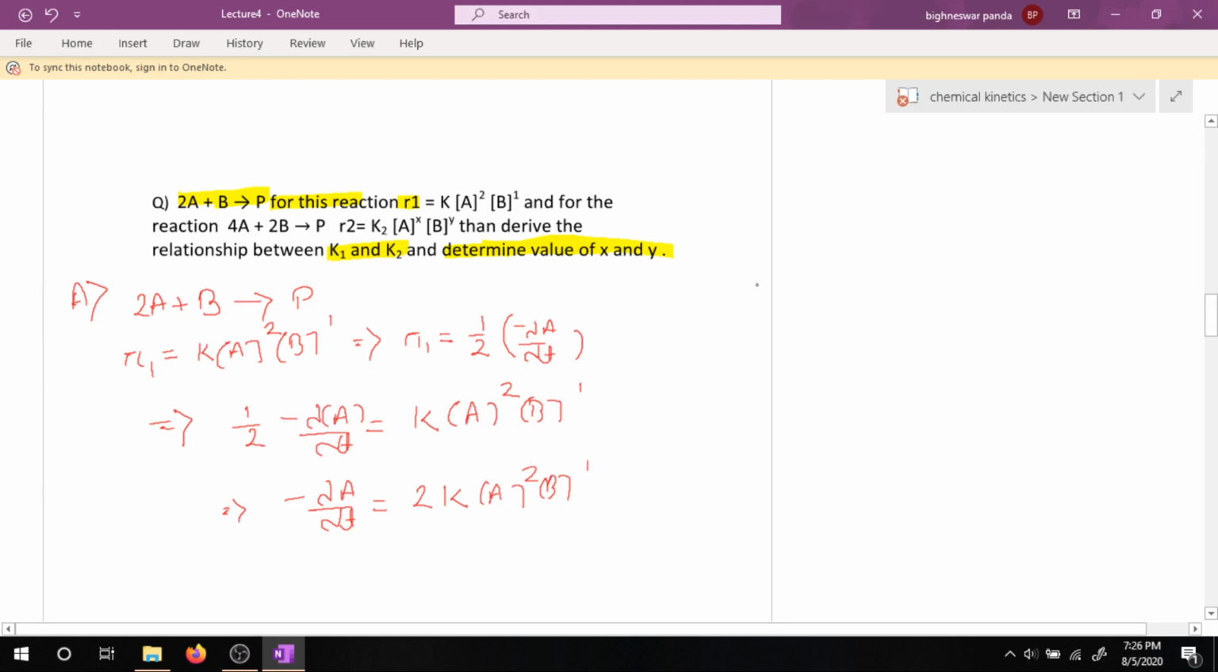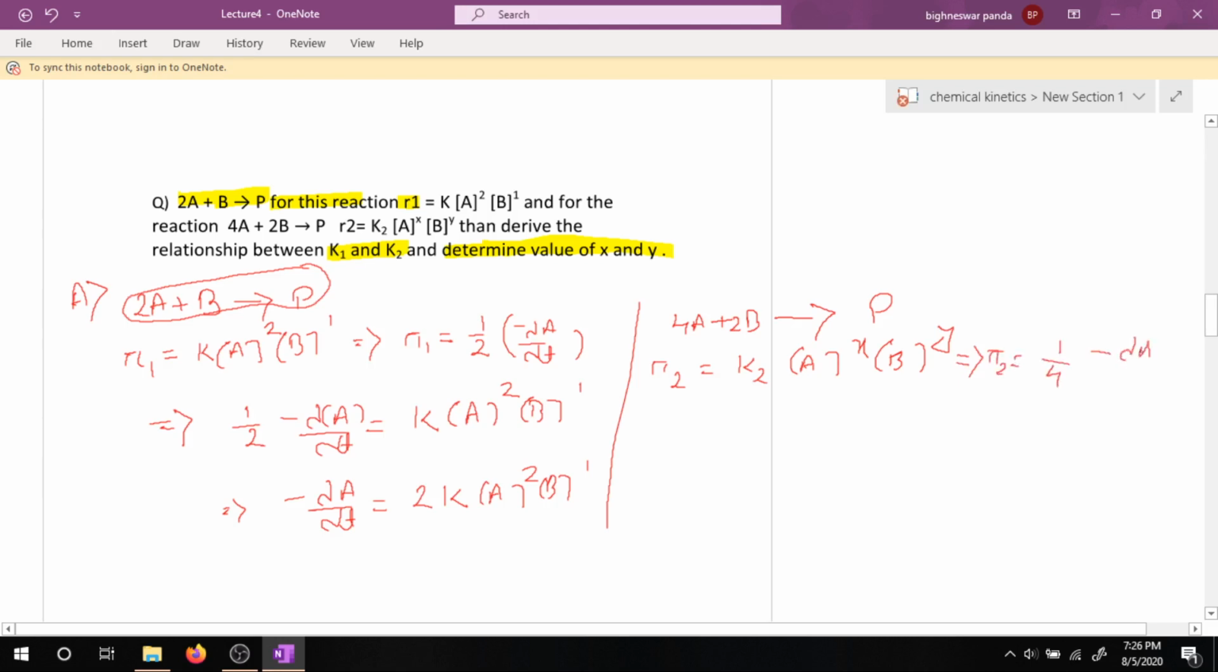Again, given here, this reaction is multiplied by 2, so I can write 4A plus 2B gives rise to product. For that reaction, R2 is given as k2 into A to the power x, B to the power y, and that will be equal to R2 is equal to 1 by 4 of minus dA by dt.